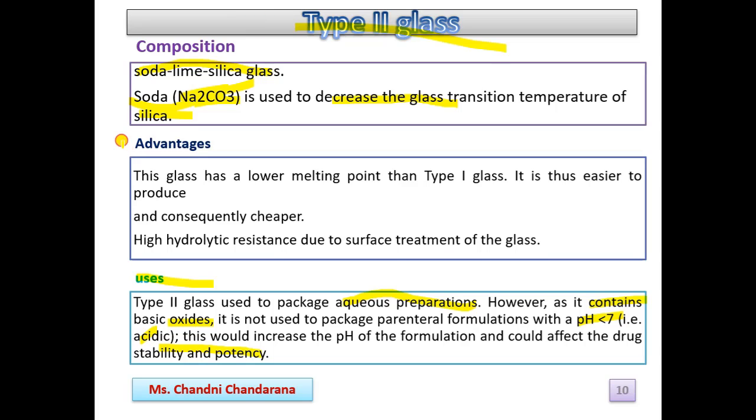Now what are the advantages of this kind of material? This glass has a lower melting point than type 1 glass, and it is easier to produce and consequently cheaper. It is cheaper and highly hydrolytic resistant due to surface treatment of the glass. Here there is a surface treatment. For preparation there will be a surface treatment. That's why it has a high hydrolytic resistance.